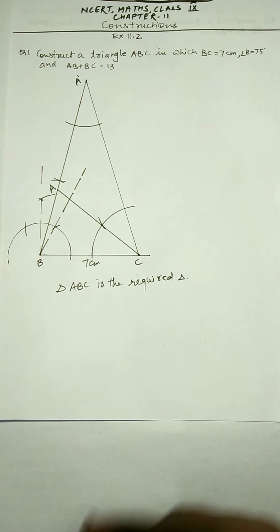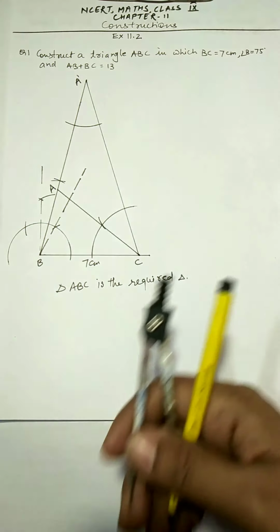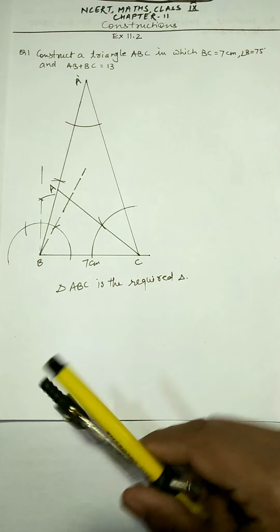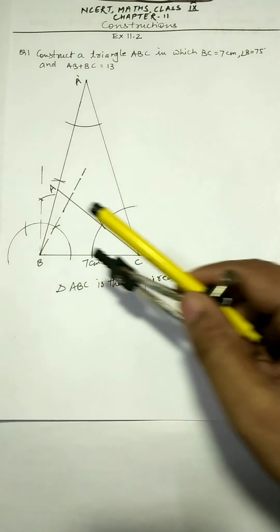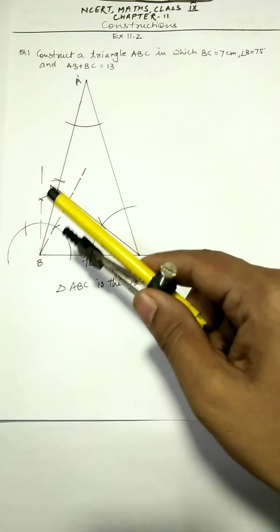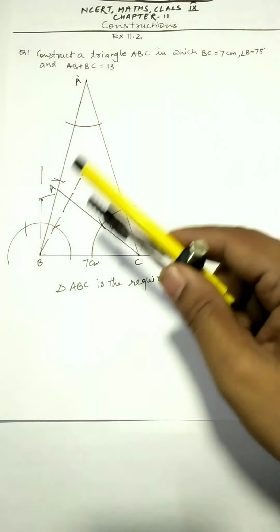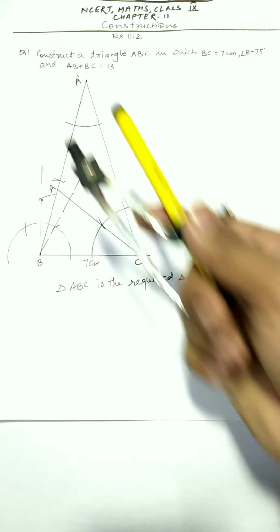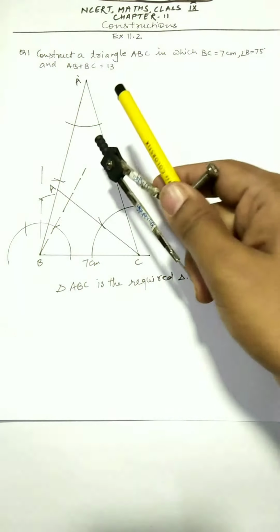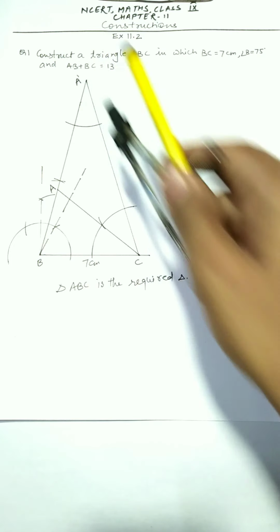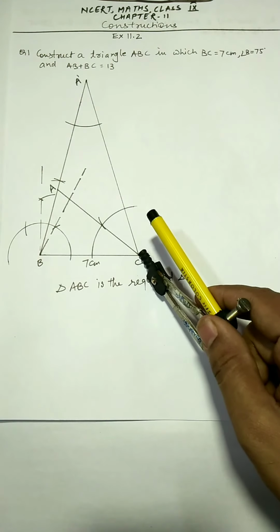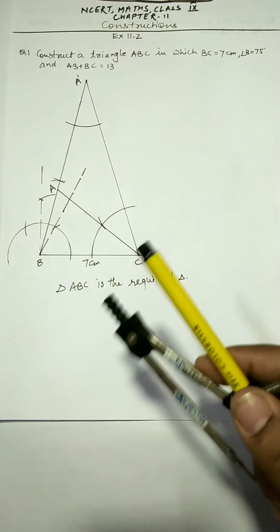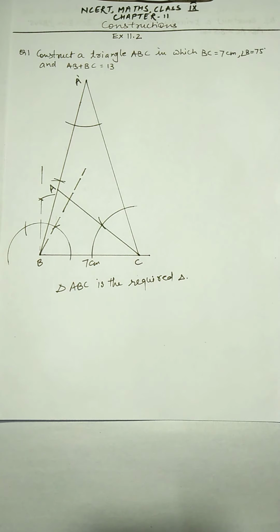Now the steps of construction you can write as you have done step by step. Like you can write that BC you have drawn first, 7 centimeter, then you made angle 75 degree at B. This was the second step of construction, and then you have taken BA dash as 13 centimeter because it is given that AB plus BC equals 13. And after this you draw an angle at point A dash, and a similar angle you made at C, and this way you have got this point A, which is the required point of the triangle ABC.